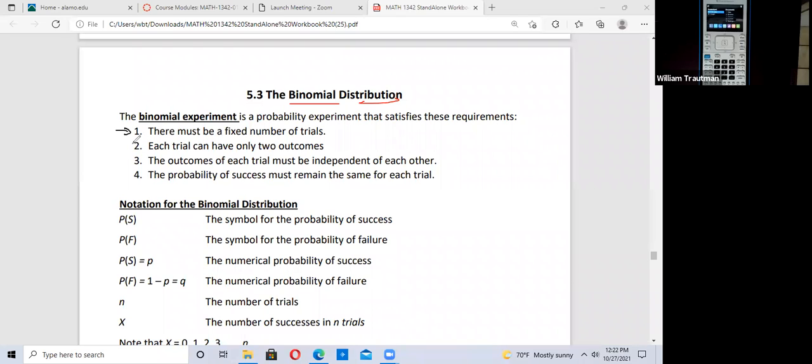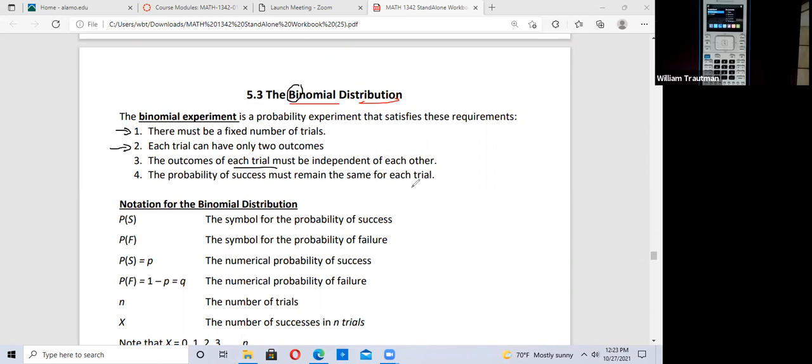Each trial can only have two outcomes. So you can flip a coin and have a head or a tail. Roll a dice, it could be even or odd. You can only have two outcomes, you can't have more than two. Your two outcomes could be rolling a dice: you could roll a 6 or don't roll a 6. Any other number is don't roll a 6. So binomial means two. You can only have two outcomes.